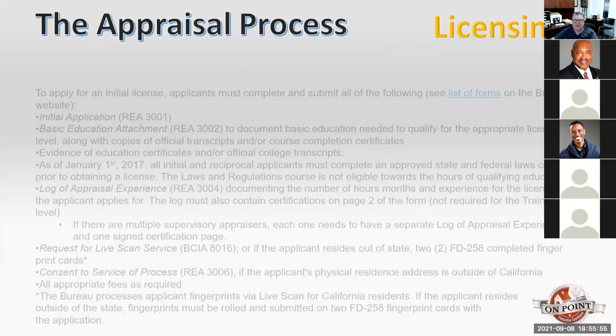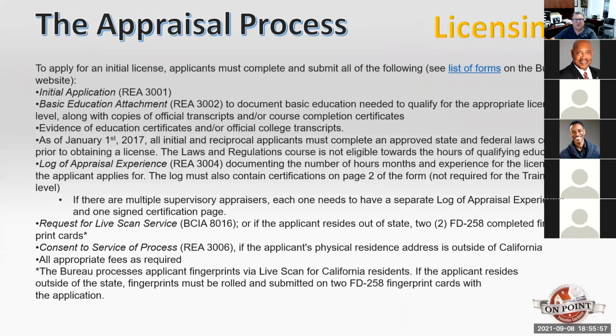So we're on slide 11, coming up at 6:55. And let's see what else we got here. Licensing. Okay, so to apply for an initial license, applicants must complete and submit all the following, right? They have the basic education. As of January 1st, 2017, all initial and reciprocal applicants must complete an approved state and federal laws course prior to obtaining a license, right? They use a log. That's REA 3004 that they put all that information on.